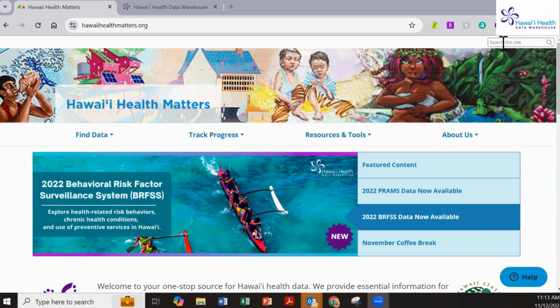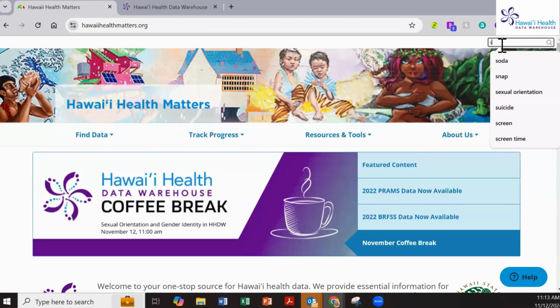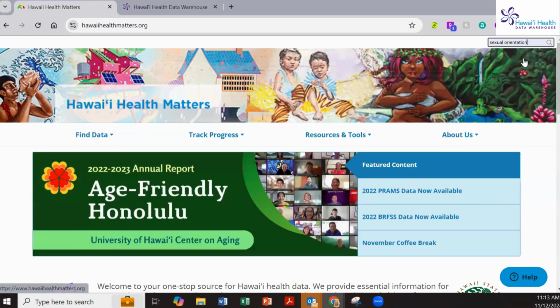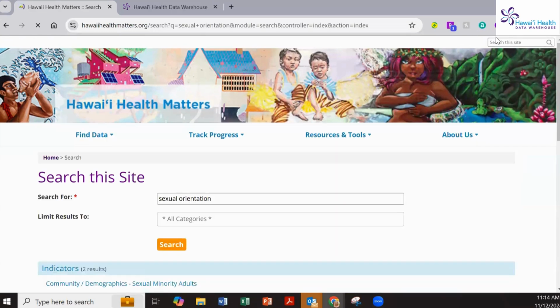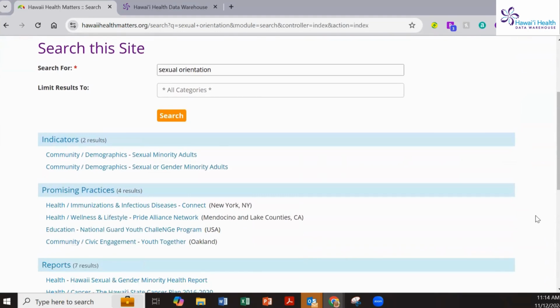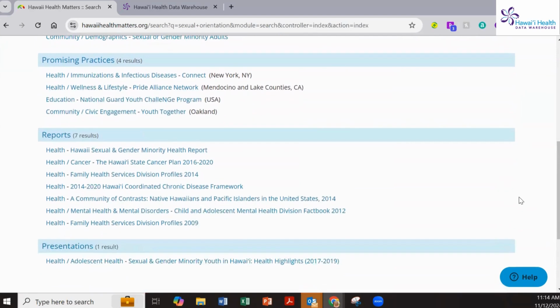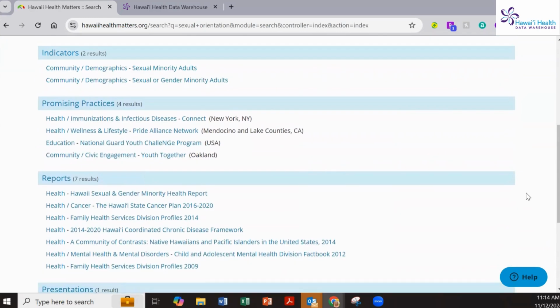What I want to do is just jump right into the search. And I'm going to search for sexual orientation. The nice thing about using this search option up here is that not only does it search the indicators, it also looks through the resource library to pull up things like promising practices and reports, and in this case, a presentation that are relevant to your search topic. So this is a great way to see what kind of additional information is available on the website.